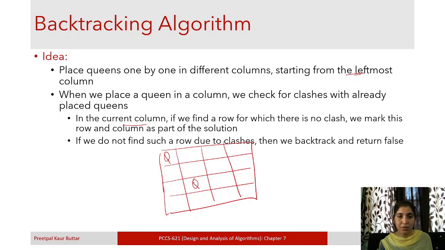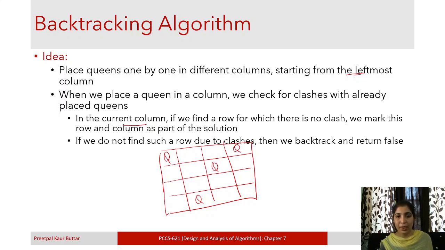Okay, so we have to backtrack. So let's place this queen here. Okay, so now let's again start. This is okay, not okay. This is, I think, okay, right? Yeah, okay. So now we pick the fourth column.